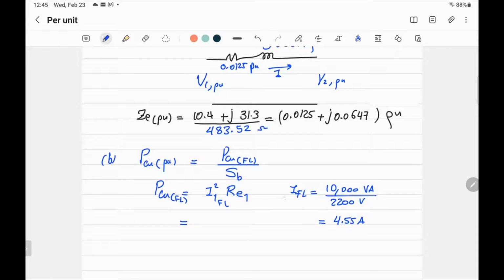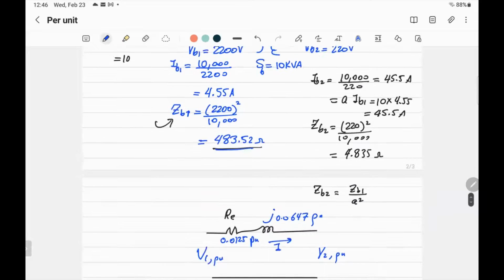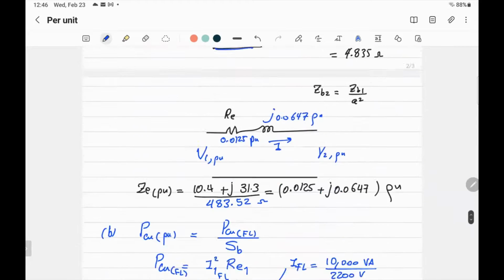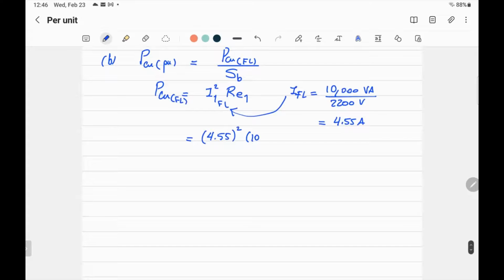Now we are going to use this value. You multiply by the equivalent resistance and you get the copper loss. So it's equal to 4.55 squared times the equivalent resistance, which was given in the problem as 10.4 ohm. You get the copper loss, actual value in watt, almost equal to 215 watt. So that's the actual copper loss. Okay, you are almost done.